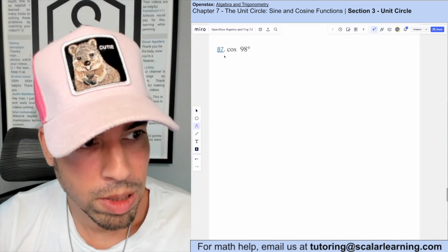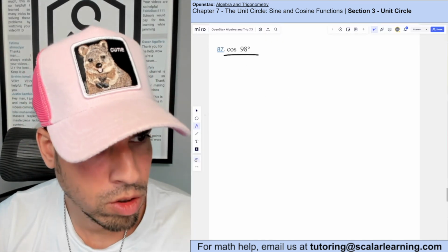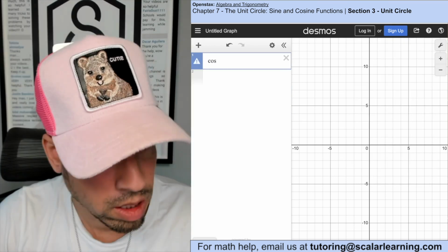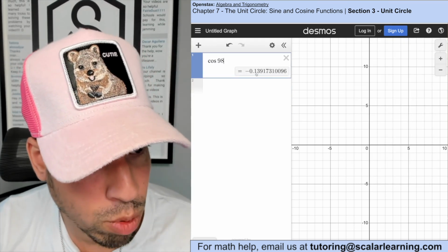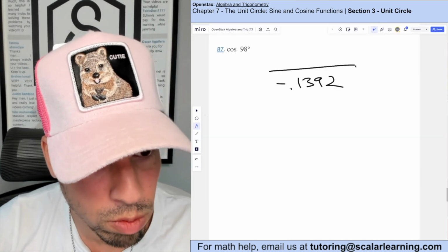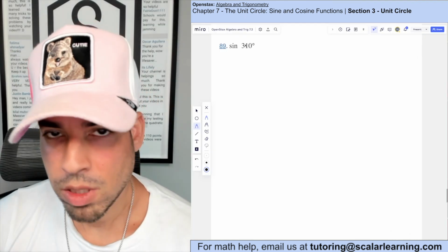So for this one, we got to plug it into Desmos because this is not in the unit circle. So let's first make sure we're in degrees mode. And then cosine of 98, therefore, is negative 0.1392. So negative 0.1392. Boom, done.